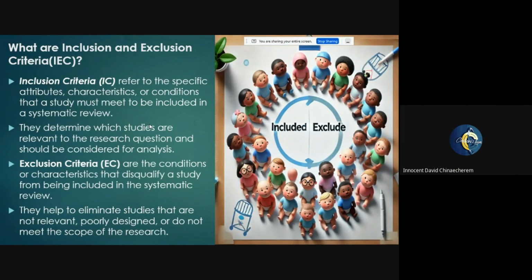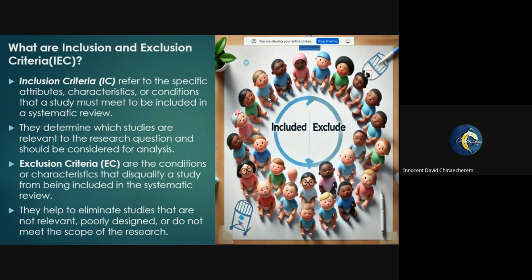So the question now is, what are inclusion and exclusion criteria? Somebody might be asking, when we talk about inclusion and exclusion criteria in systematic review, what exactly are we trying to communicate? What do we have in mind? What are we looking to communicate to the audience or the academic community that we are trying to send our systematic review to?